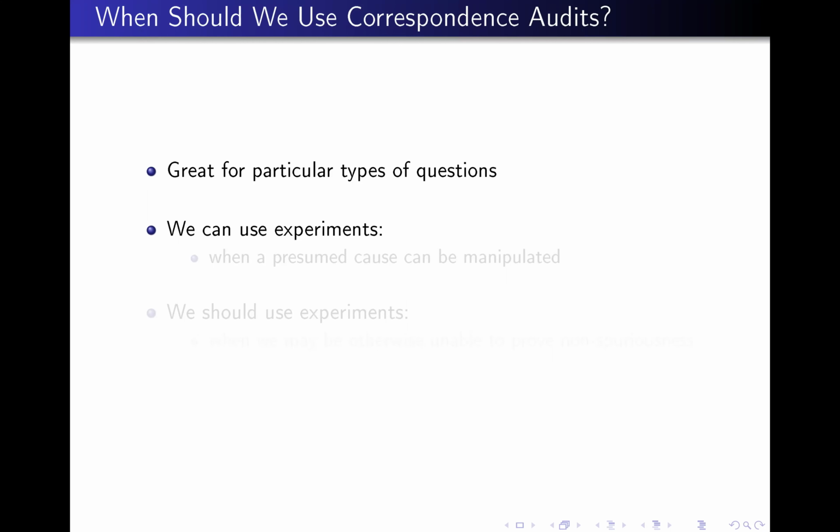And I think of it this way: when we can manipulate a presumed cause, whether that's changing the name on a resume to signal race or gender, or, as somebody brought up in the pre-conversation, changing some sort of characteristic on a resume to show that you are part of a certain group. If we think that's the cause, that's in the causal chain, and we can manipulate it, then we can use an experiment. Now, if we can't manipulate a presumed cause, if we can't figure out a way to change that signal, obviously an experiment's not going to work.